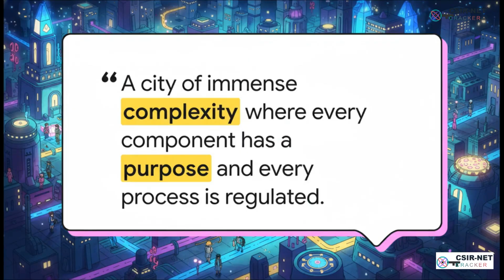So, when you boil it all down, the real key takeaway is this. A cell isn't just a random bag of chemicals. It is a highly structured, self-regulating system of just staggering complexity. It's a city where every single component has a purpose, every process is managed, and the whole system just works together in a beautiful, life-sustaining harmony.